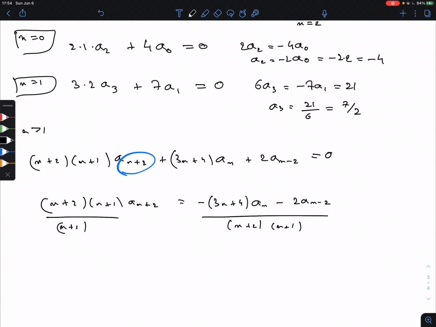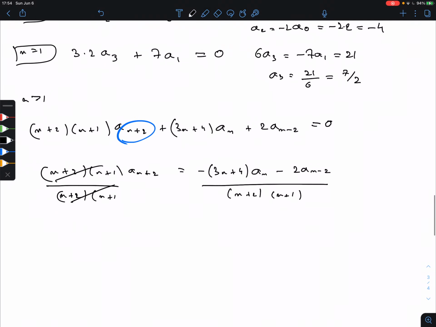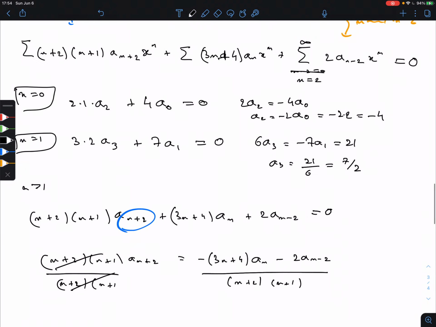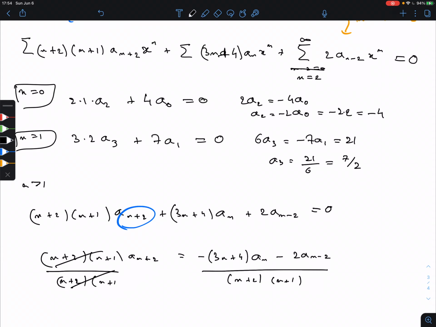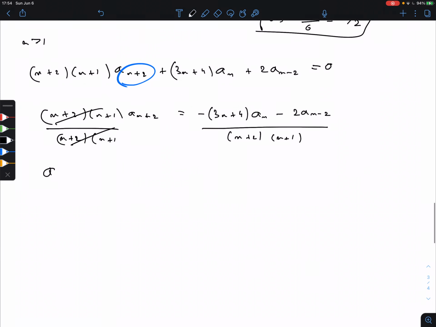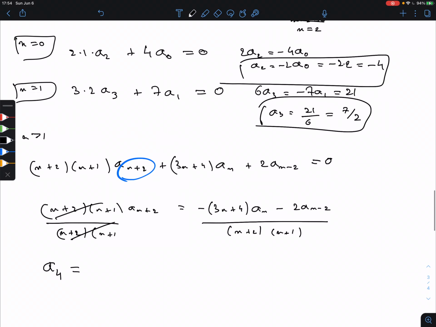N plus 2, n plus 1, they're gone. And so here we have our general formula, and now we can start plugging in to calculate the next numbers. We already have A1, A2 and A3. Let's just do A4. Now, what should I plug in? Not 4. Whatever it is, this tells you that if you want A4, then you put n equals 2.